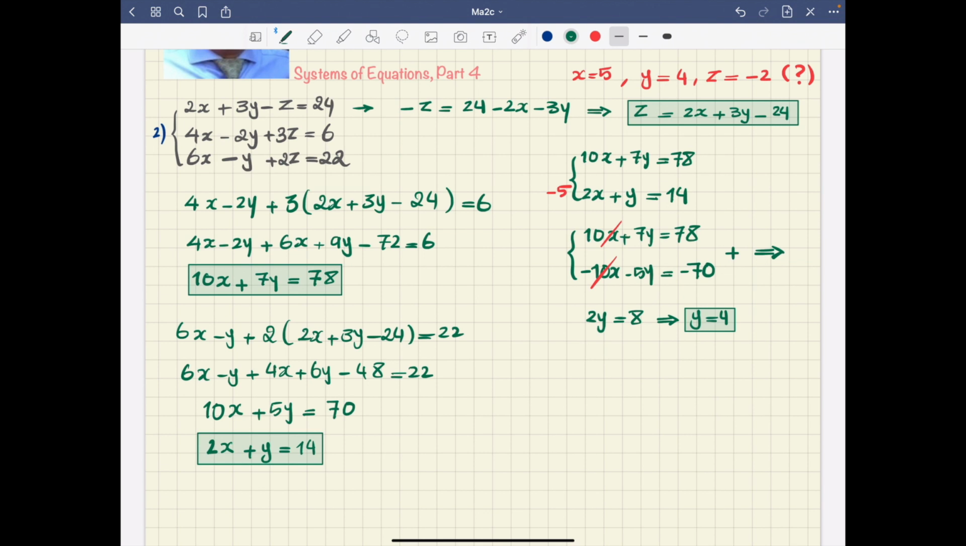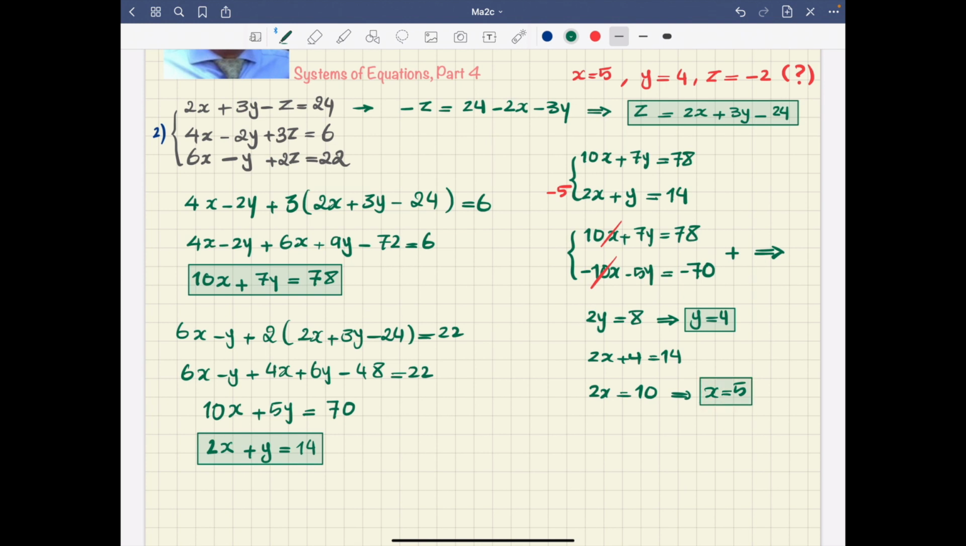And when I find my y, I go to one of these equations. Of course, clearly the second one is easier. I put 4 here and find x. So what I do, I would write 2x plus 4 is equal to 14. So this means 2x is equal to 10. And then it means that x is equal to 5. Yes?